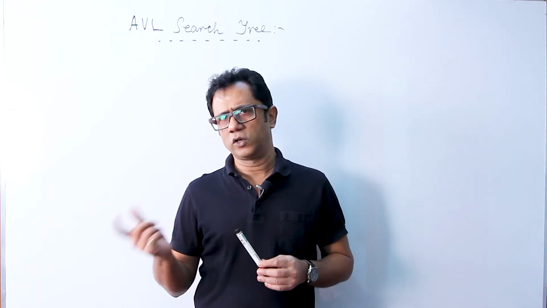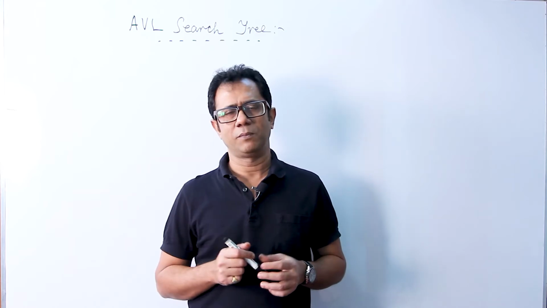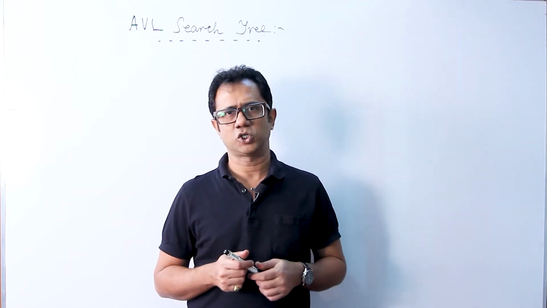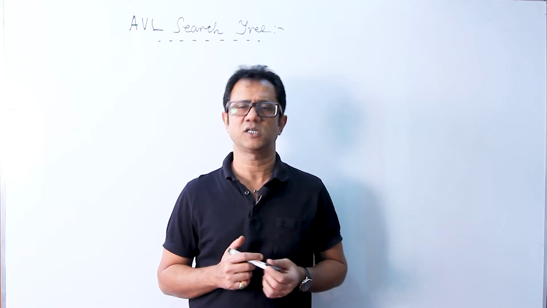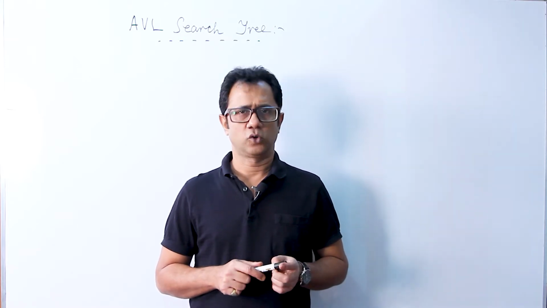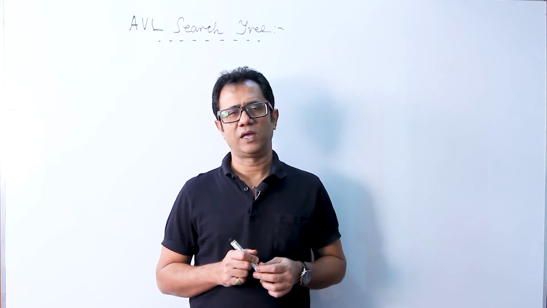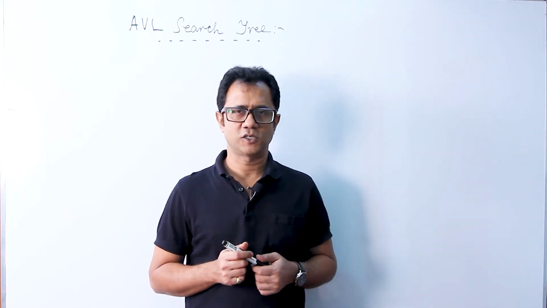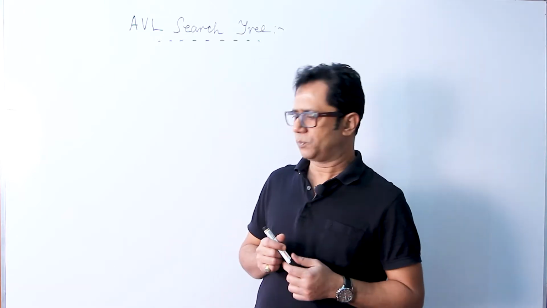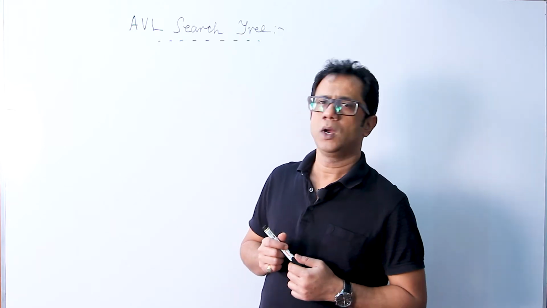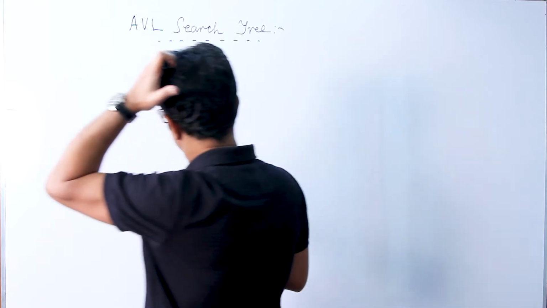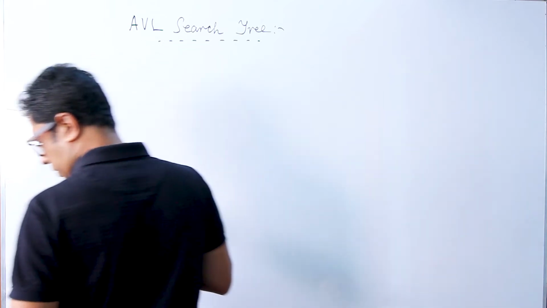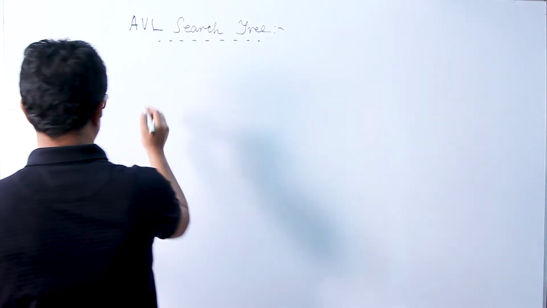So, we are going to take an example and show it to you by means of an illustration, to show how the insertion process takes place which warrants an RR rotation to be performed on the AVL search tree after the insertion. So, let's get started with the example and let me explain how the process takes place. Let me take an example AVL search tree.